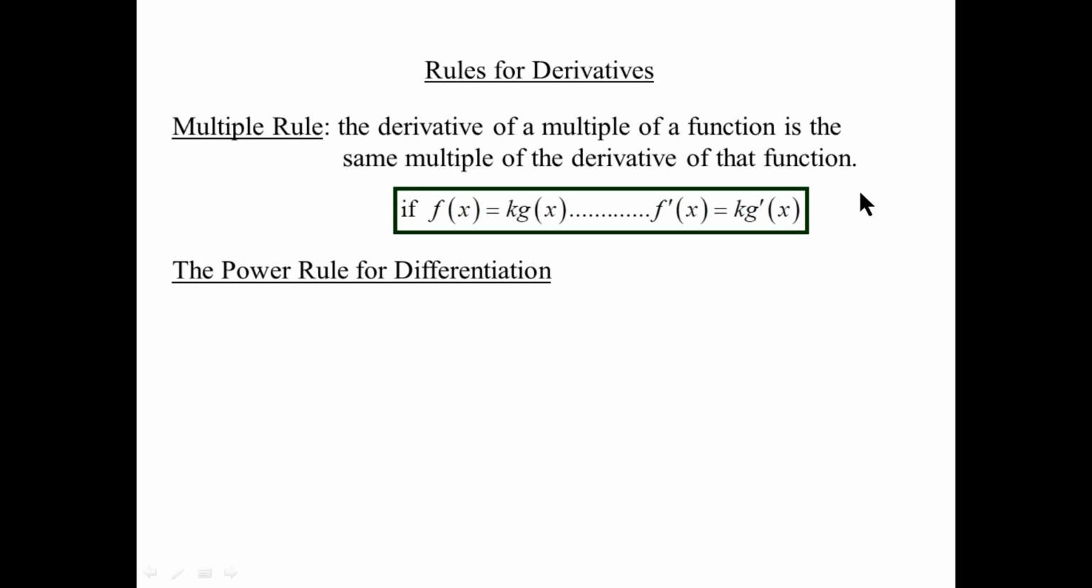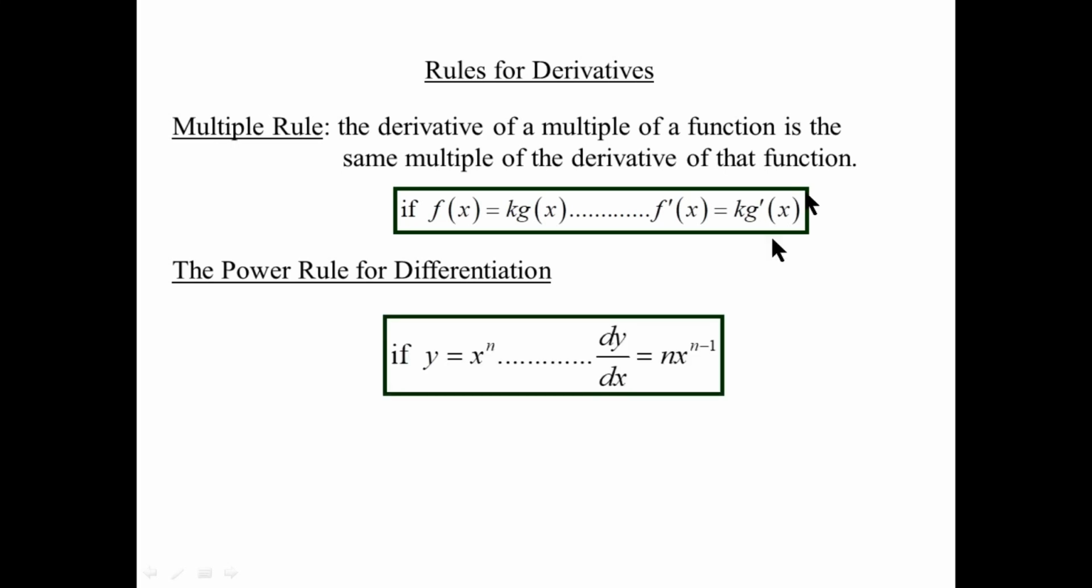The power rule for differentiation. This one's a little strange, but if y equals x to the exponent n, then dy/dx, or if you prefer, y prime, or f prime of x, they all mean the same thing, the slope function, dy/dx is, the n comes out front, and then it reduces by 1. It becomes nx to the n minus 1. For example, if y equals x to the 3, then the derivative of y is 3x squared. The 3 comes out front, and the 3 reduces by 1.